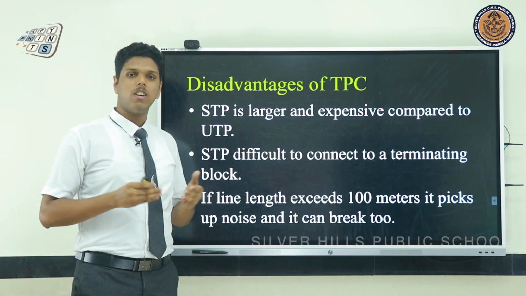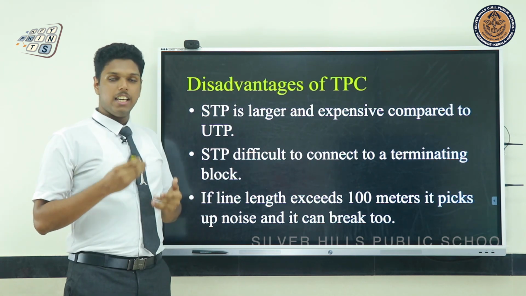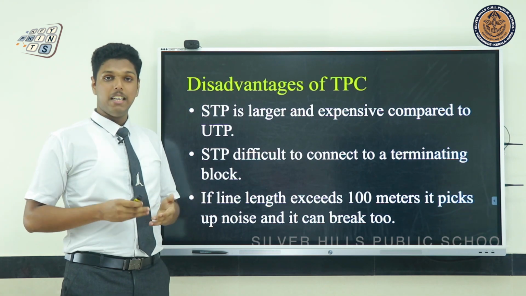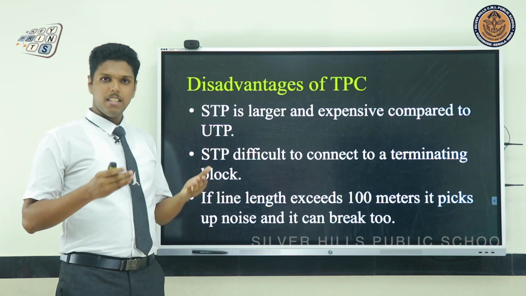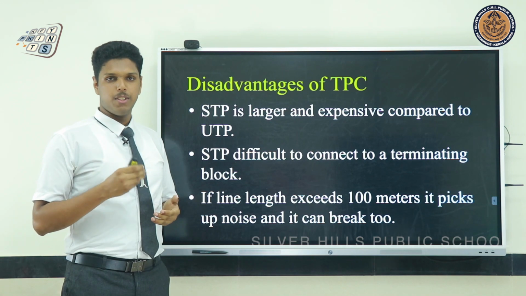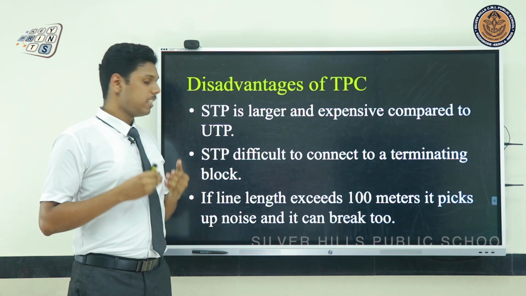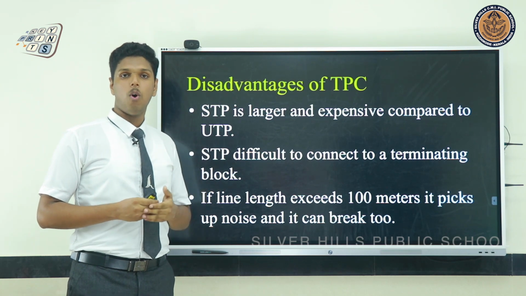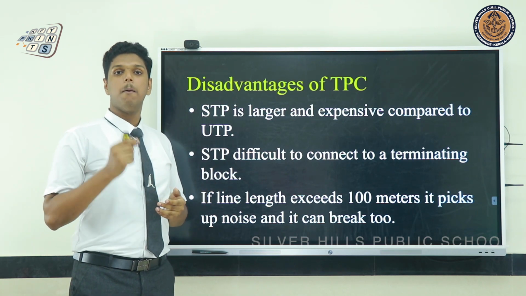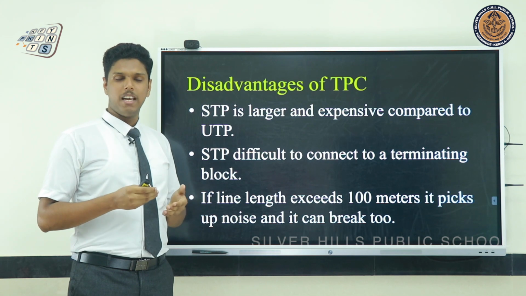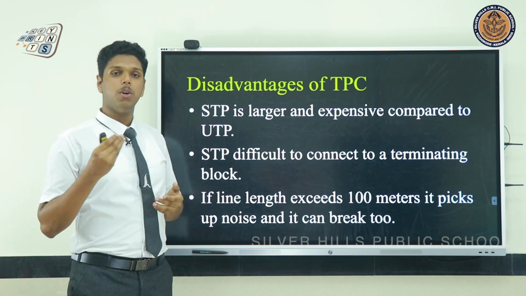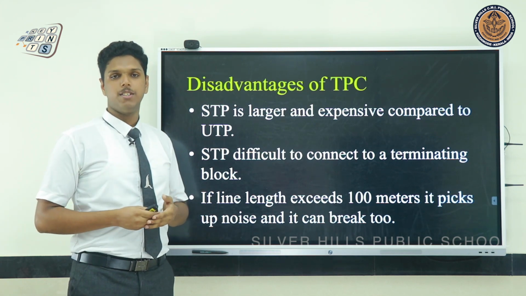But still, we got some problems. Shielded twisted pair cable or STP is larger and expensive as compared to unshielded twisted pair cable. And this shielded twisted pair cable is difficult to connect to a terminating block since they do have this metal foil around them, which makes them much heavier compared to UTP or unshielded twisted pair cable.